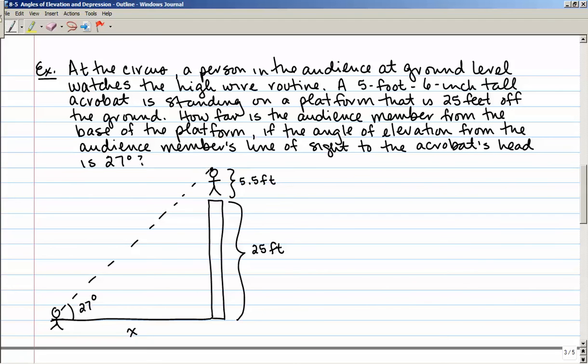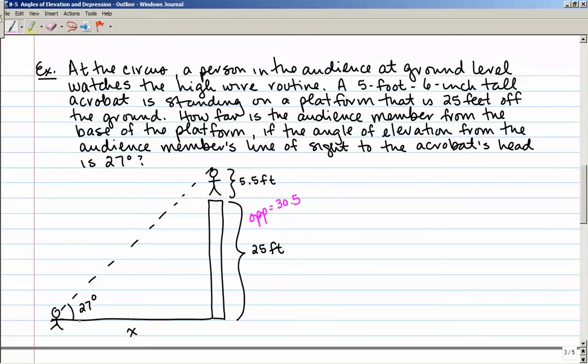So I'm going to use the trig functions that we learned in the last section. My angle is 27, so I'm going to do sine, cosine, or tangent of 27, but I need to use the information I'm given. This distance right here, which is a total of 30.5 feet, the height of the acrobat plus the height of the tower, that's my opposite. I'll go ahead and label that. My opposite is 30.5.